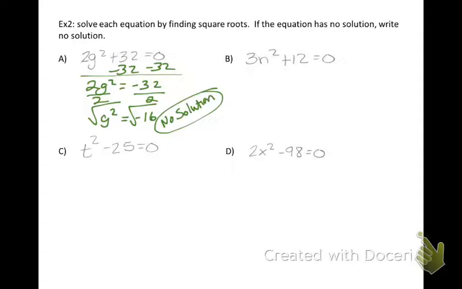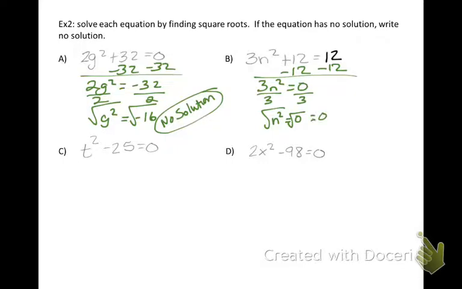B, I did incorrectly. I wrote it wrong. Instead of it being a 0, I need you to make that a 12. And now we want to solve for n. So I'm going to subtract 12 from both sides. So it's 3n squared equals 0. Divide by 3. N squared equals 0. And then I'm going to square root because I need to find out n. And so n equals 0. And there's your answer.